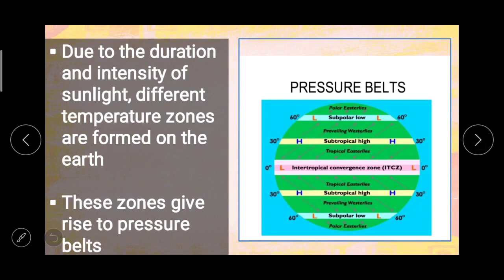Now we have seen in the earlier standard that the Earth's axis is inclined, and these important parallels arise because of its inclination by 23 degrees 30 minutes. So due to the duration, and not only due to the duration but because of the intensity of sunlight, temperature zones are formed on the Earth, and the zones give rise to pressure belts. About this you will study in the further standards, but here keep in mind the pressure belts and the temperature zones. Here you can see in the image.